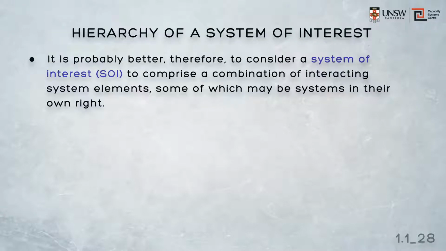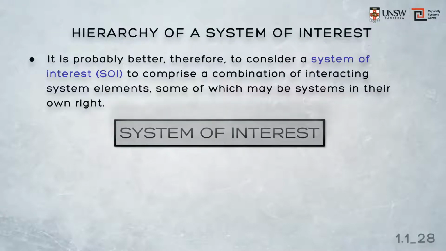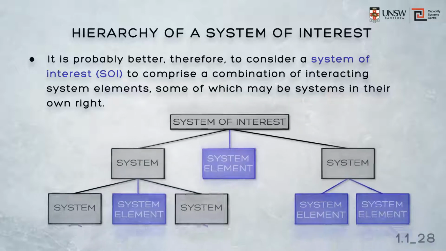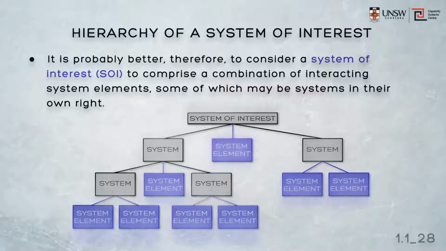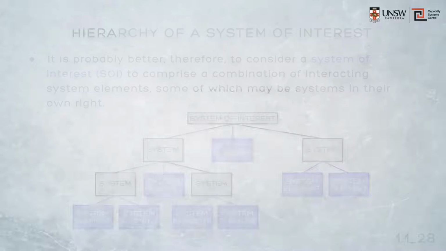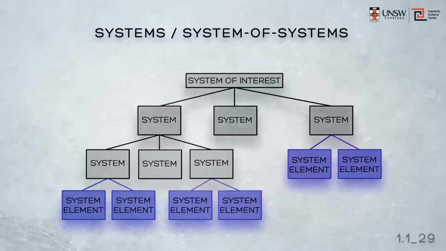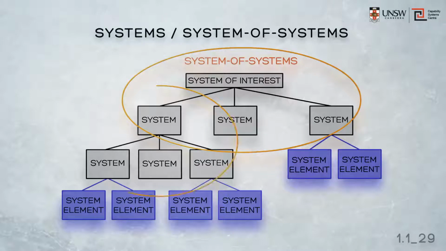It's probably better, therefore, to consider a system of interest to comprise a combination of interacting system elements, some of which may be systems in their own right. When the system of interest consists of only system elements that are systems in their own right, the system of interest is called a system of systems.